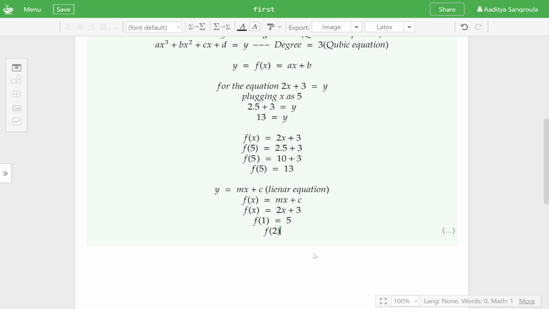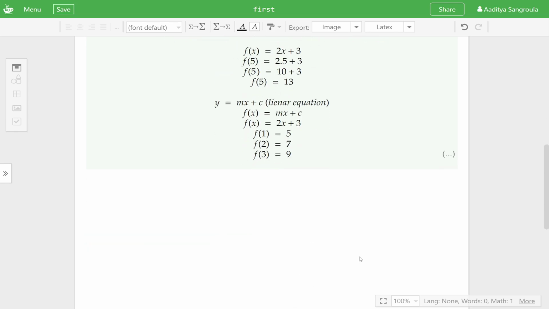When x is equal to 2, it's going to be 7. When x is equal to 3, that's going to be 9. So it goes on. If you look at it clearly, this has a linear progression, an arithmetic progression. As x increases by 1, the value of f(x) increases by 2 from the previous value of f(x). So this is how it is done.